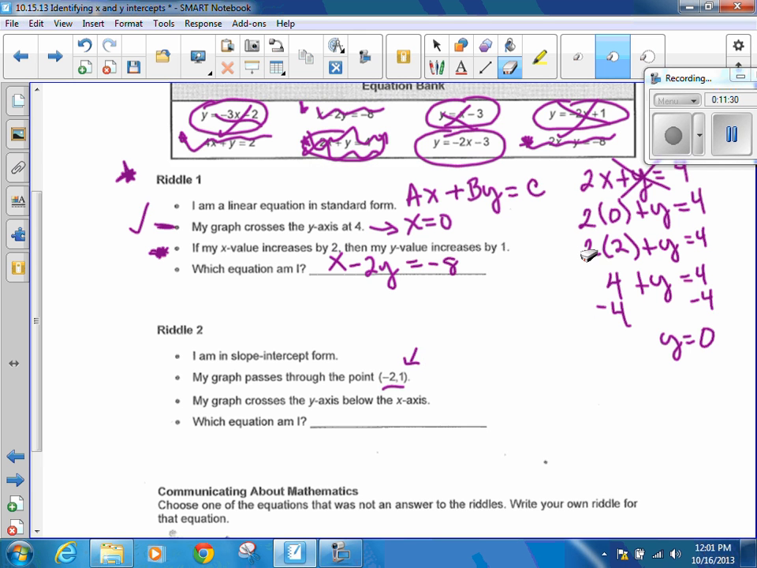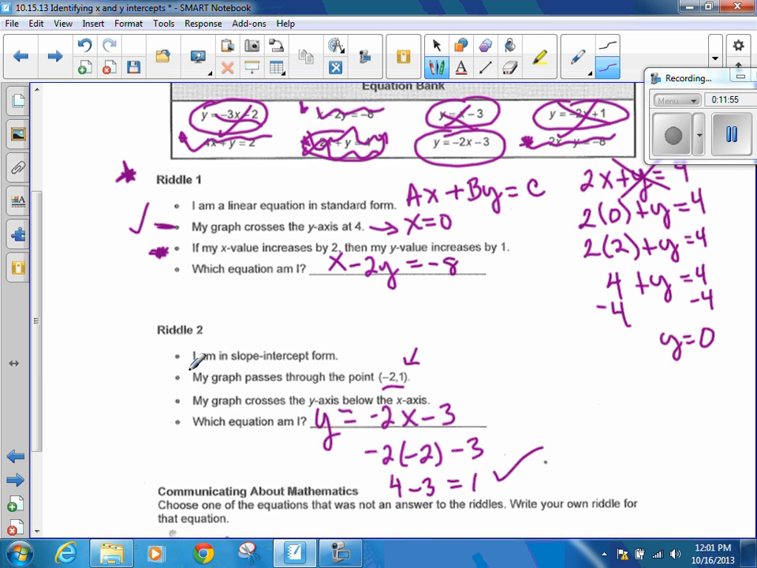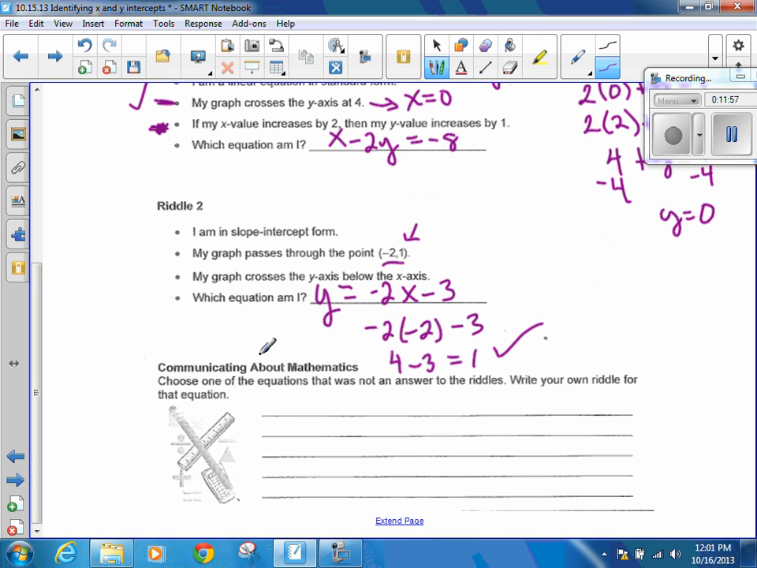Okay. Now we've got what left? The only other answer that's left, right? So our answer should actually be y equals -2x minus 3. That means if I were to plug -2 in for x, my y should equal 1. -2 times -2 is 4, and 4 minus 3 equals 1. Yay. Okay? So choose one of the equations that was not an answer to this riddle. Write your own riddle for that equation. Don't worry about that.